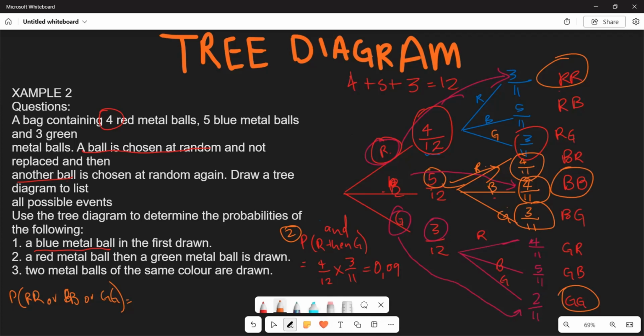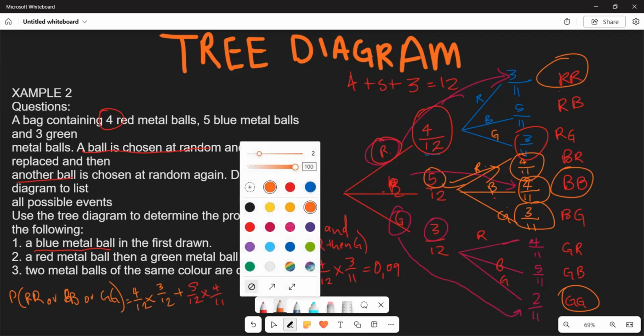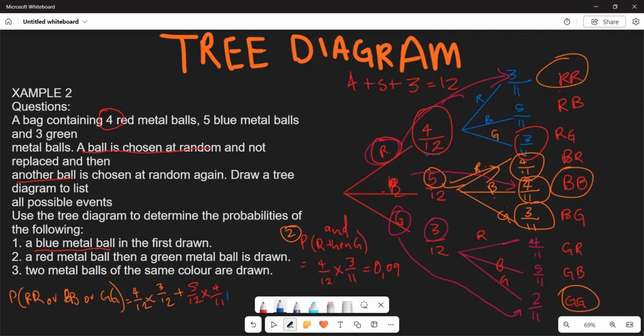For red, firstly, it is 4 over 12 multiplied by 3 over 12, plus, let me use a different color. For the blue one, it is 5 over 12 multiplied by 4 over 11. And for this last one, let's use another color. We are going to say plus, the green and green is going to be 3 over 12 multiplied by 2 over 11. And that's basically going to be the probability of the same color.